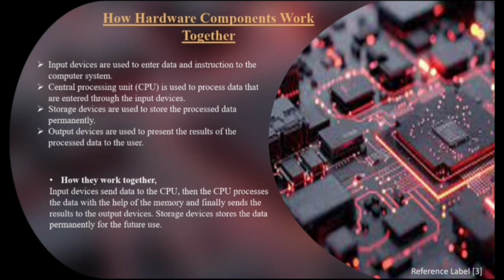Then storage devices. Storage devices store the processed data permanently so it can be accessed again when needed. Finally, output devices display the processed result to the user, such as through a monitor, printer, or speakers. In this way, input devices, the CPU, storage devices, and output devices work together as a system to complete tasks smoothly and efficiently.